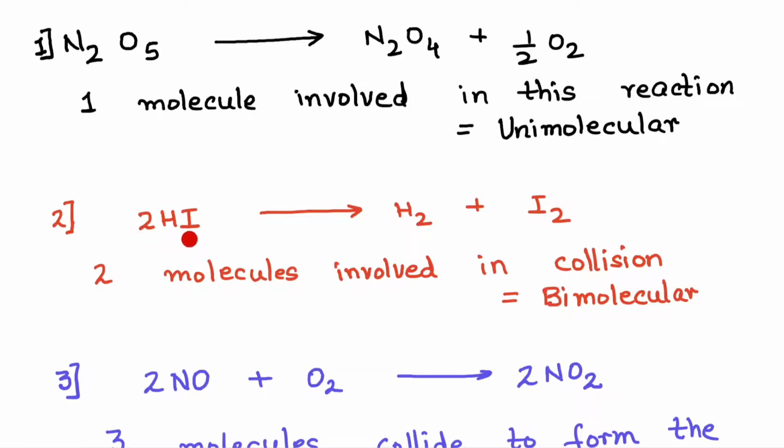Second reaction, 2HI, that means two hydrogen iodide molecules colliding. Collision is taking place to give us hydrogen and iodine. So two molecules are involved in this collision or reaction, hence a bimolecular reaction.